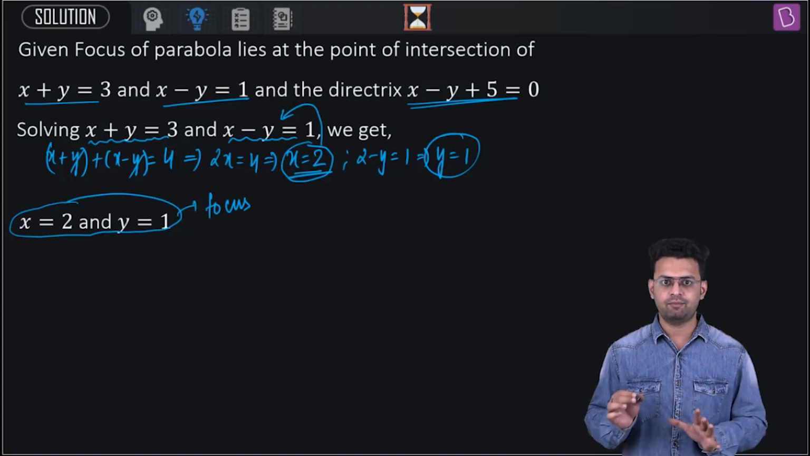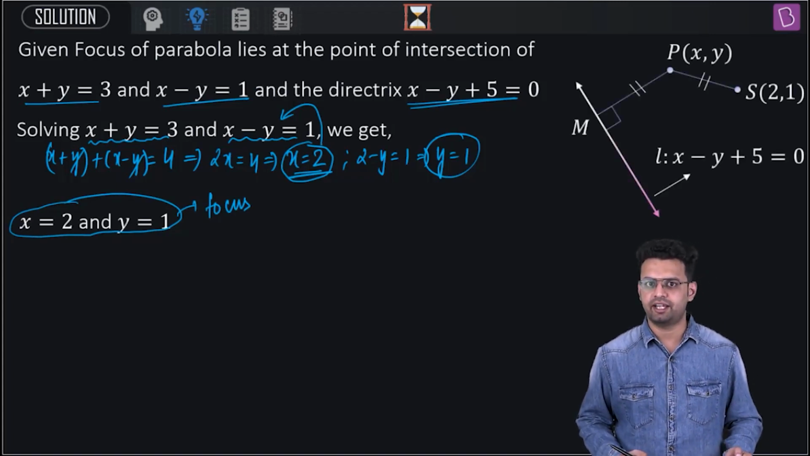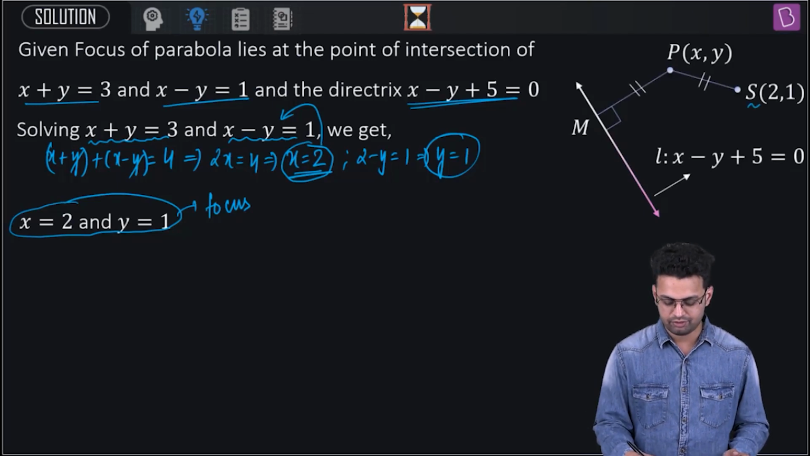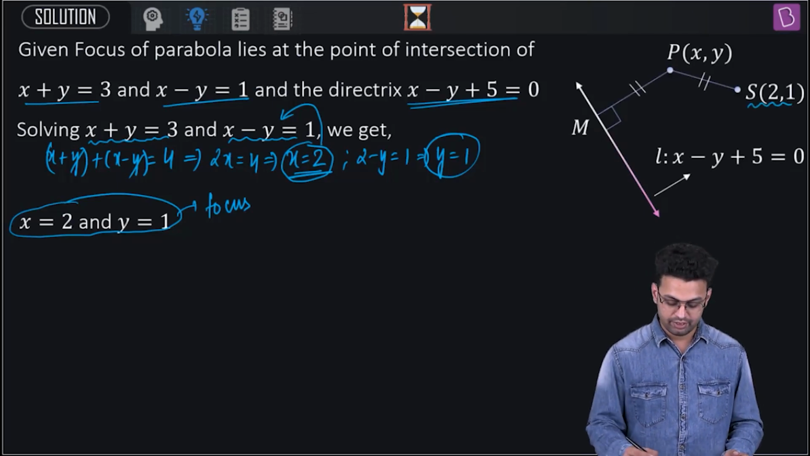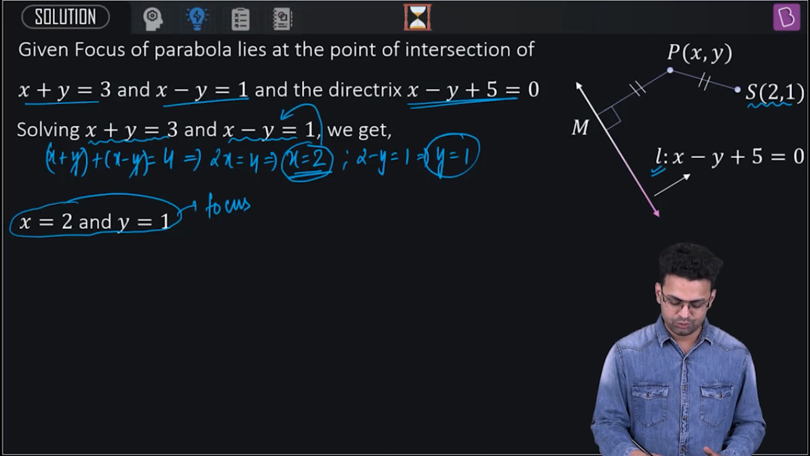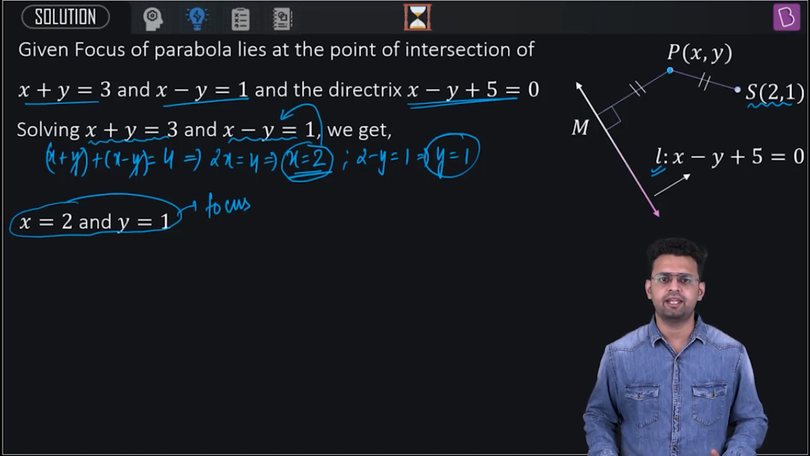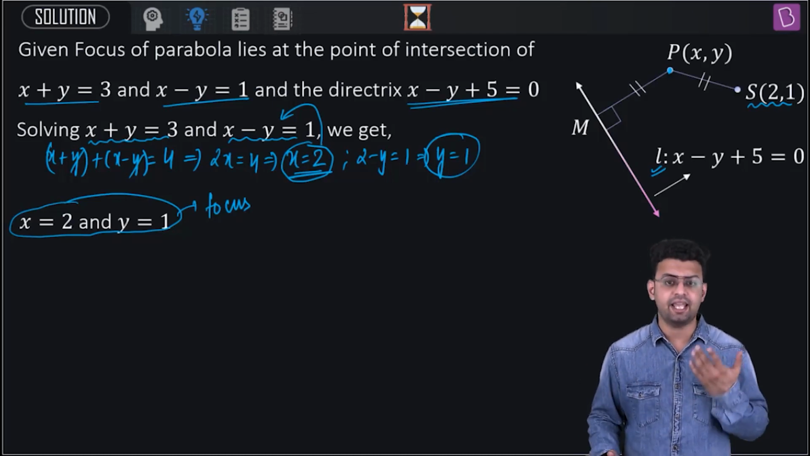Correct? Again, I'm going to draw a rough diagram. Okay, so this is how the rough diagram is going to look. See, we have the focus lying at (2, 1). The equation of directrix is given to us as x minus y plus 5 is equal to 0. I have assumed a random variable point having the variable coordinates (x, y), which is going to move on the parabola. Doesn't matter, it lies anywhere.